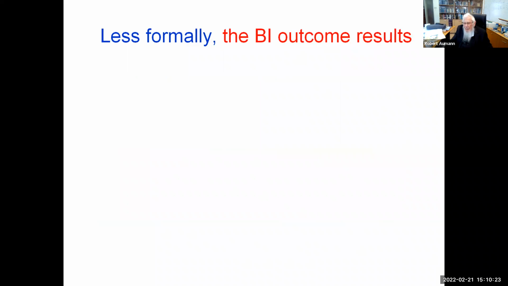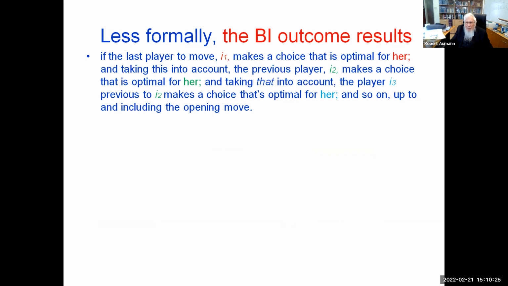Less formally, the backward induction outcome results if the last player to move, I1, makes a choice that's optimal for her. And taking this into account, the previous player, I2, makes a choice that's optimal for her. And taking that into account, the player I3, previous to I2, makes a choice that's optimal for her. And so on, up to and including the opening move.